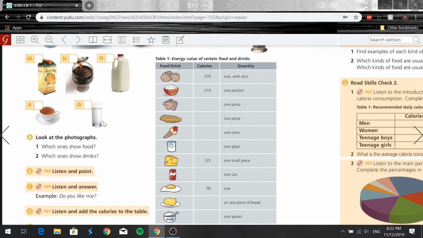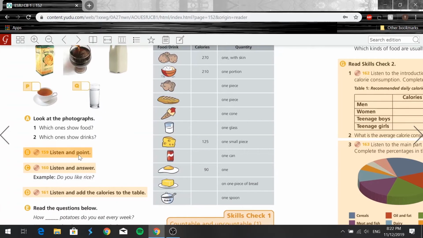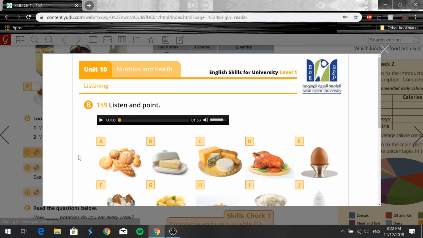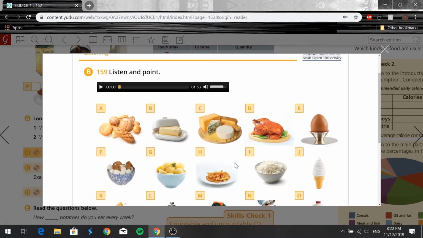Okay? Now let's go to exercise B, listen and point. Right, so we're going to be listening to this audio right here, and we'll point towards the pictures. Here we go.